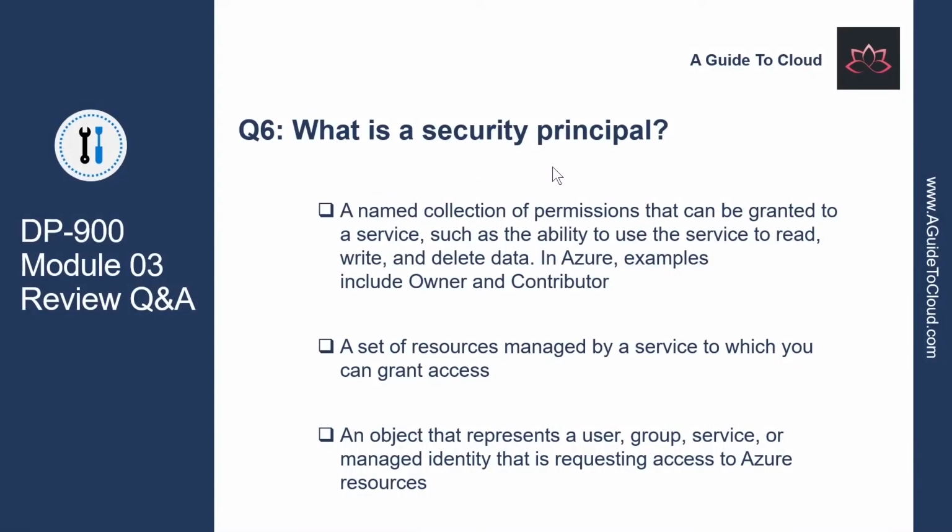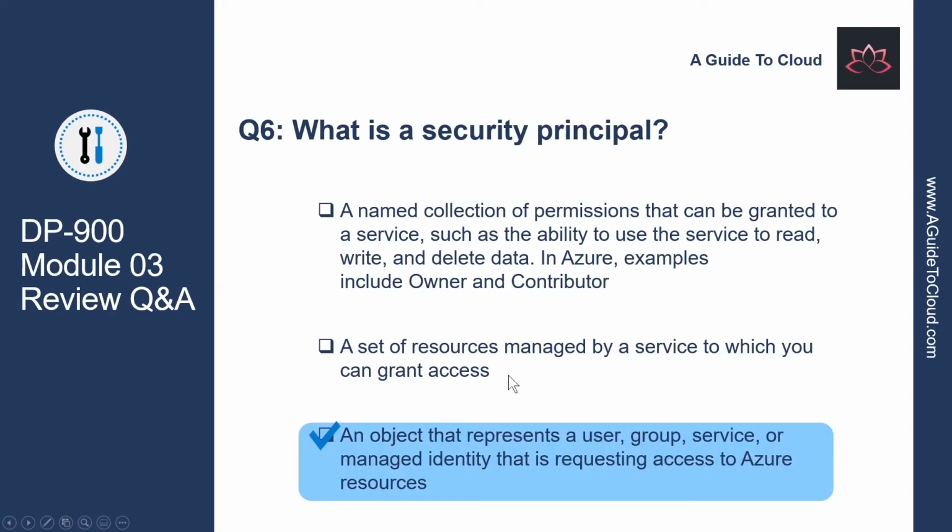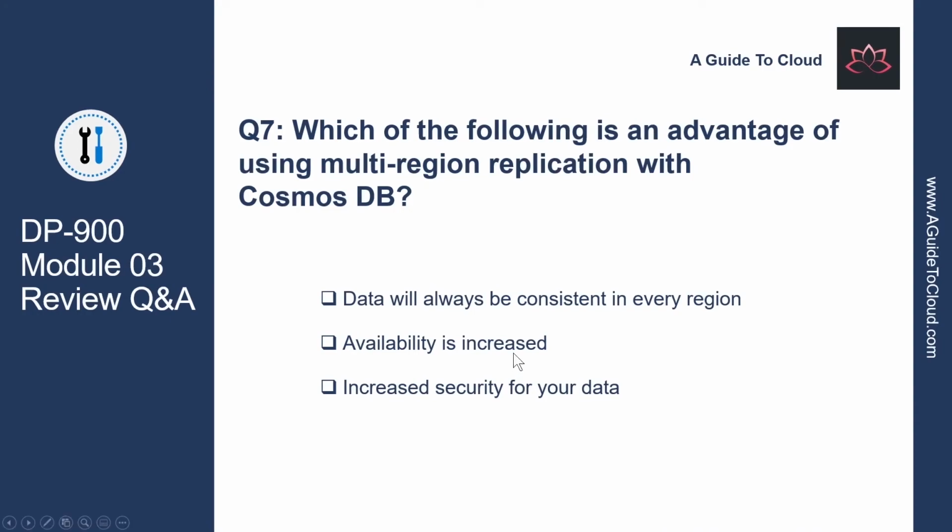What is a security principal? Is it a named collection of permissions that can be granted to a service, such as the ability to use the service to read, write, and delete data? Definitely not. Is it a set of resources managed by a service to which you can grant access? No. So the correct answer is an object that represents a user, group, service, or managed identity that is requesting access to an Azure resource. Azure authentication uses a security principal to help determine whether a request to access a service should be granted. All right, let's look at the last question.